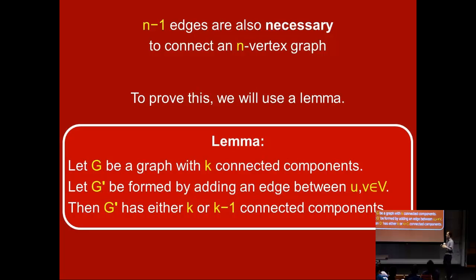It says, suppose you have a graph and it has k connected components. And now, suppose you change it by adding a new edge that wasn't already there. So you connect some u and v that weren't already connected. Then the new graph has either k or maybe k minus 1 connected components. That's the lemma. So basically, the number of connected components when you add an edge can stay the same or can go down by 1. You may already see how that's going to help us prove this fact, but let's talk about the lemma first.